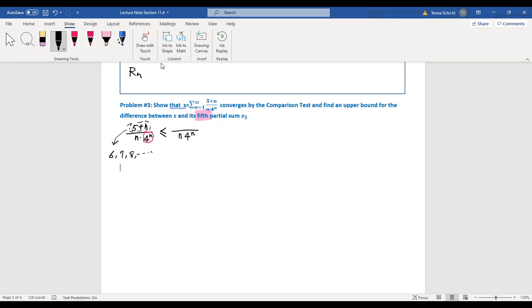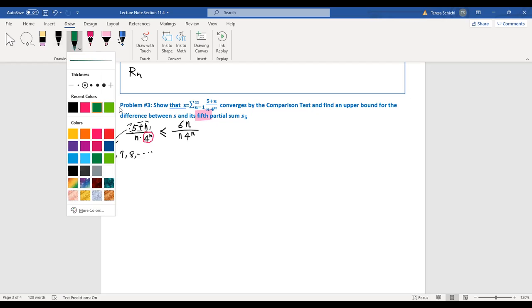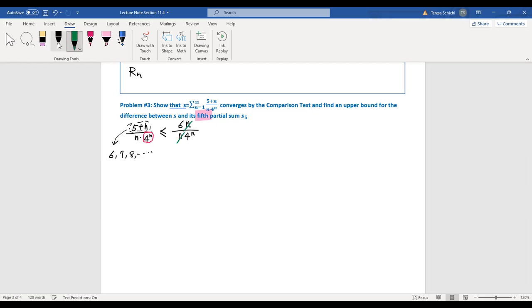So 6, 7, 8, 9, 10, as n goes on. Obviously, this one is going to be less than or equal to if I put 6n here, right? When n is equal to 1, it's 6, but when n is equal to 2, it's 12. So it's greater than, so I know I can make this choice. The reason I want to make this choice is that then I can cancel the n's here.